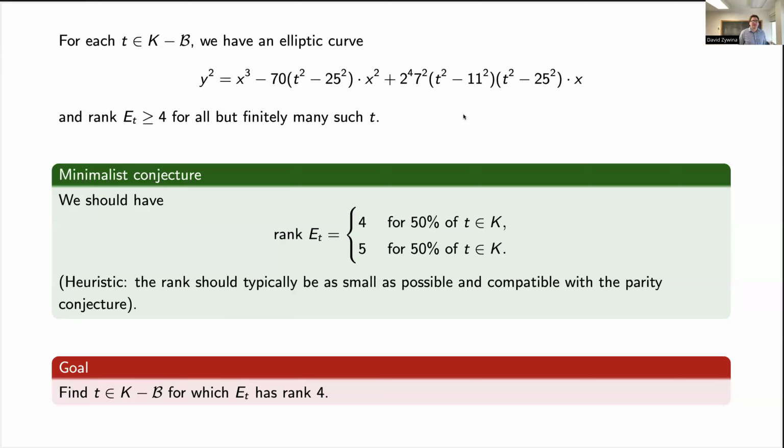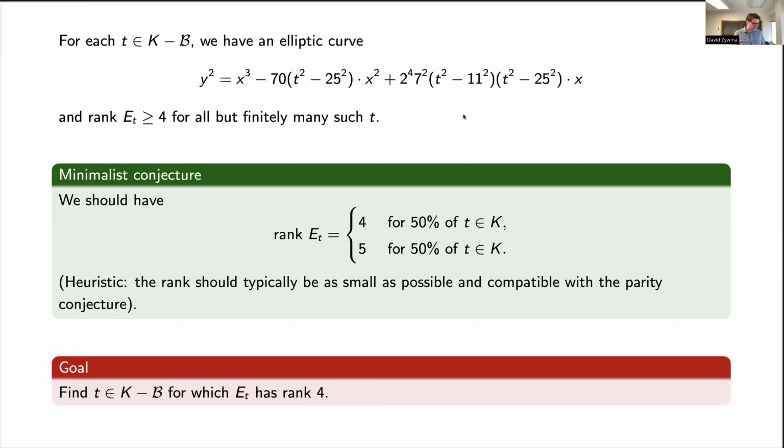To summarize again: for each element t of k except the bad ones, we plug t into my previous equation. I get a now elliptic curve defined over k. Its rank is at least 4, at least excluding finitely many t. You could ask what the rank actually is, and it's difficult, that's the talk, but there's a minimalist conjecture, which is that the rank should usually be as small as it can be given the constraints we have. So in this case, the ranks are at least 4.